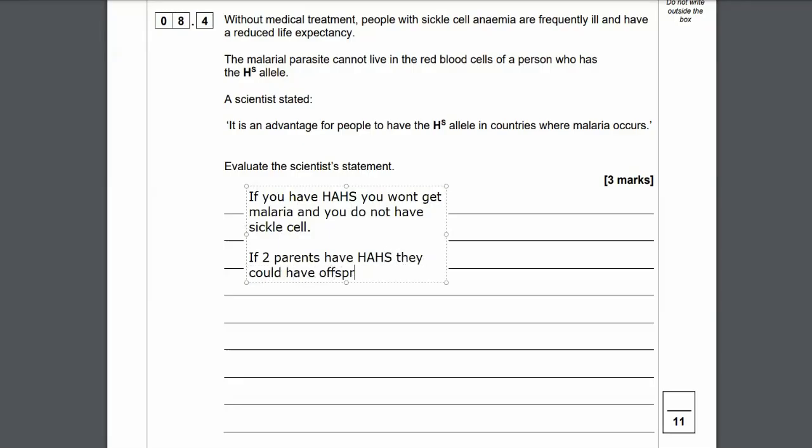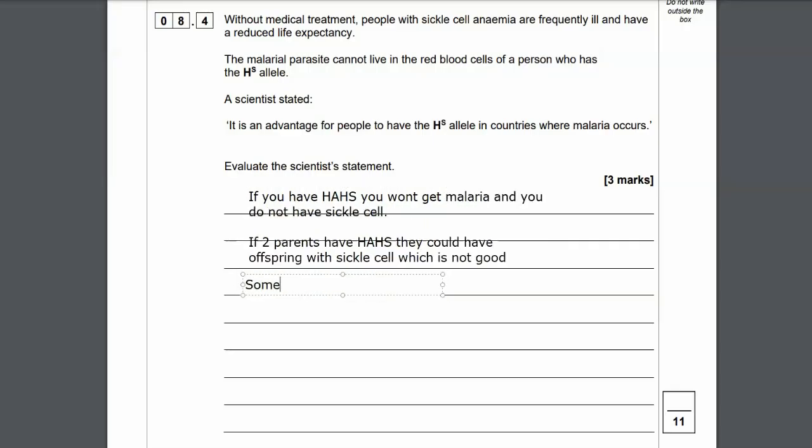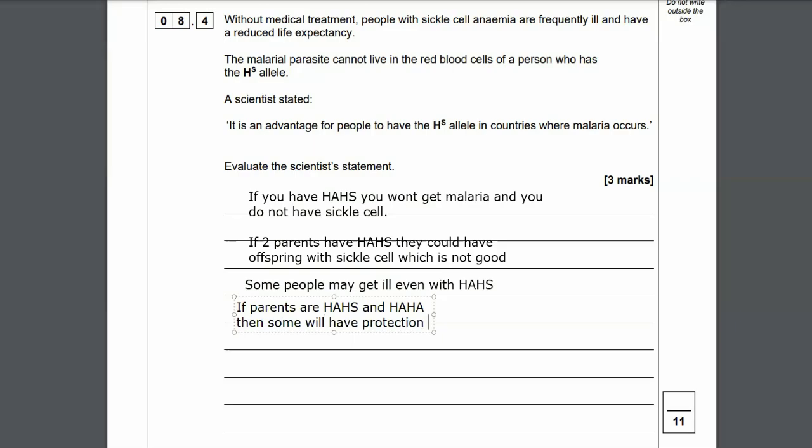If you have HAHS, you won't get malaria. You're protected from malaria. So the scientist is right. You can't get the sickle cell anemia. However, if 2 parents have HAHS, they could have an offspring. One of their children could get sickle cell because you could get the HSHS coming together. And that's obviously not good because they're going to get severely ill. And some people may even get ill. Remember, it said under rare circumstances with HAHS. So even the parents could get ill in certain circumstances having the HS. However, malaria can be fatal. So I would say, personally, it's better to have the HAHS and be protected from the malaria.